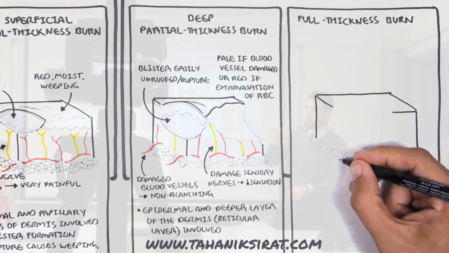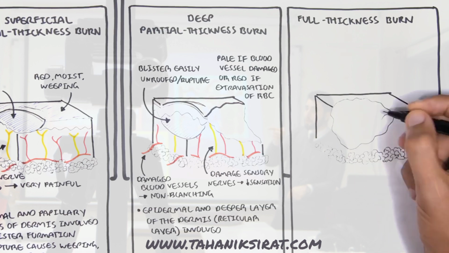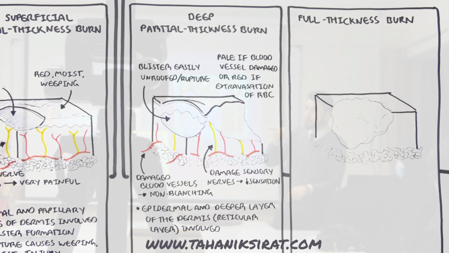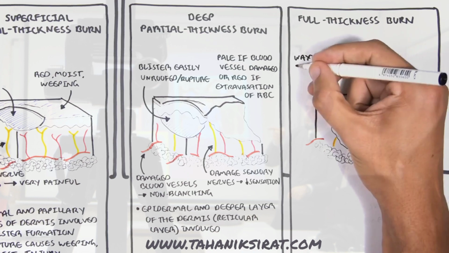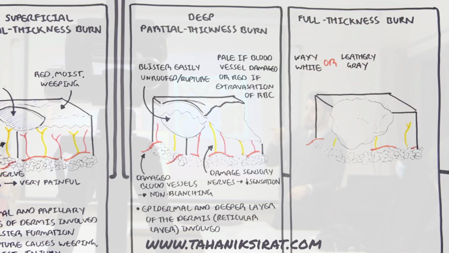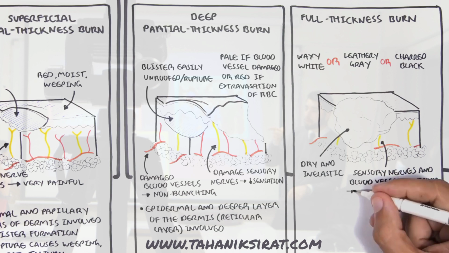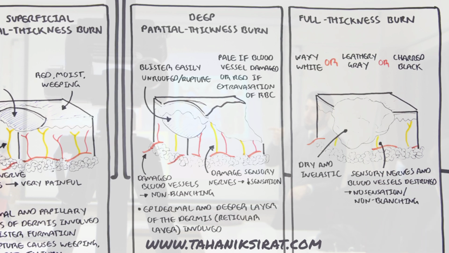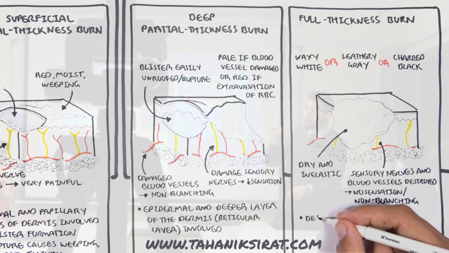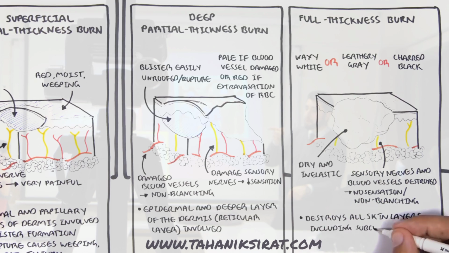Full thickness burns are the worst. Here, all the skin layers, including the hypodermis, are involved. The burn is so extensive that the skin may look waxy white, leathery gray, or charred black, depending on how deep it is, duration of the burns, etc. The burnt area is not wet because no blisters are forming. It is usually dry and inelastic. The sensory nerves and the blood vessels are definitely destroyed, and so you have no sensation and no blanching. In full thickness burns, you have destruction of all skin layers, including the hypodermis.